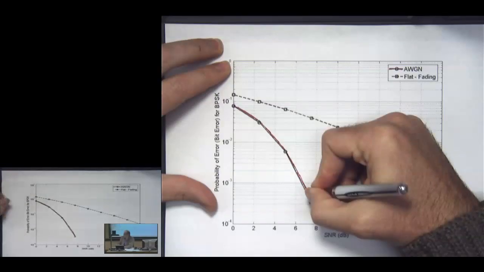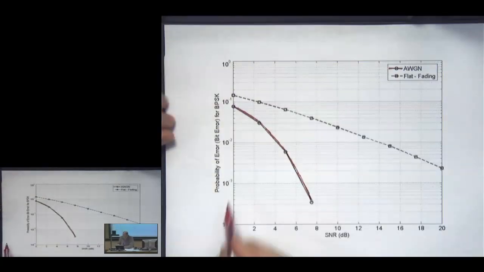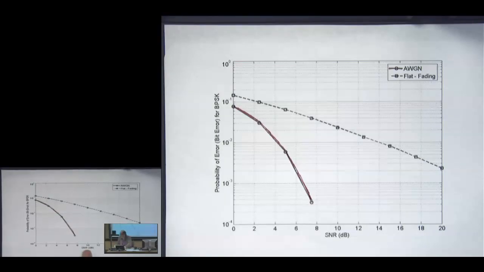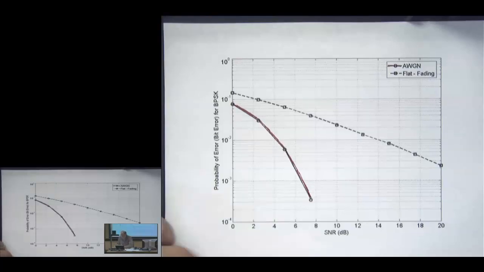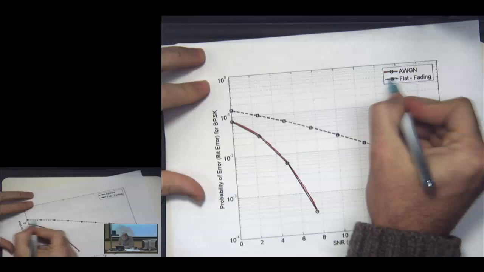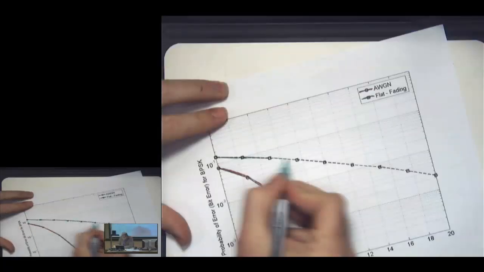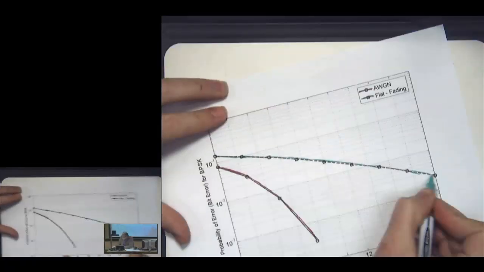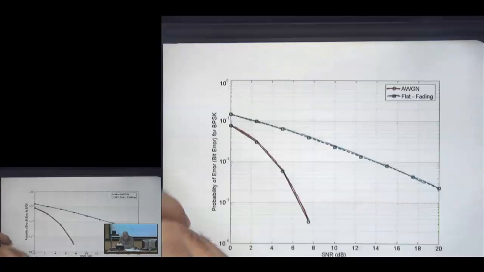All right, so this is an example of the probability of symbol error for binary phase shift keying, BPSK. And because there's only 1 bit per symbol, it's also the probability of bit error. And then this is the SNR down here, which is Ex over N naught. And then this is the probability of error for our flat fading Rayleigh fading channel. Now, to be fair, I've plotted the exact probability of error, not the bound that we computed.